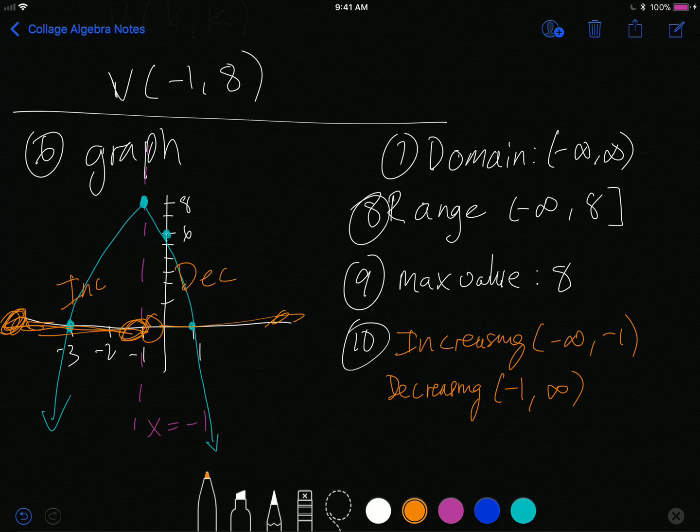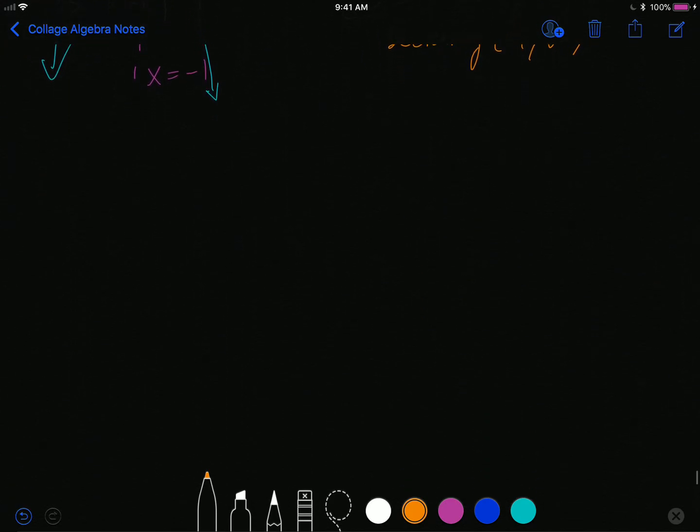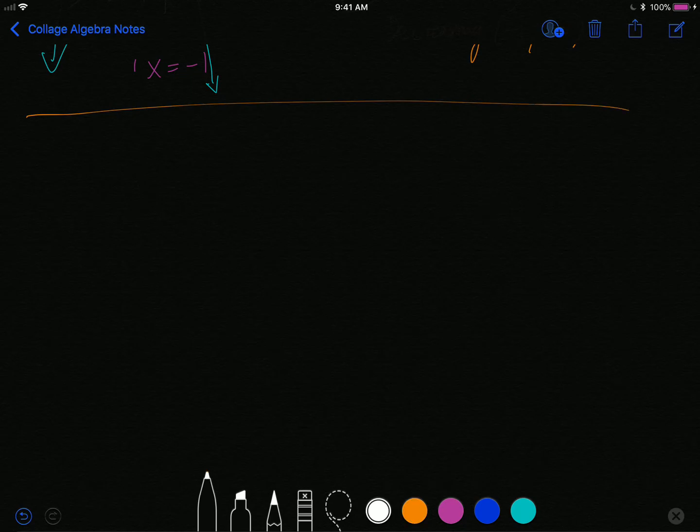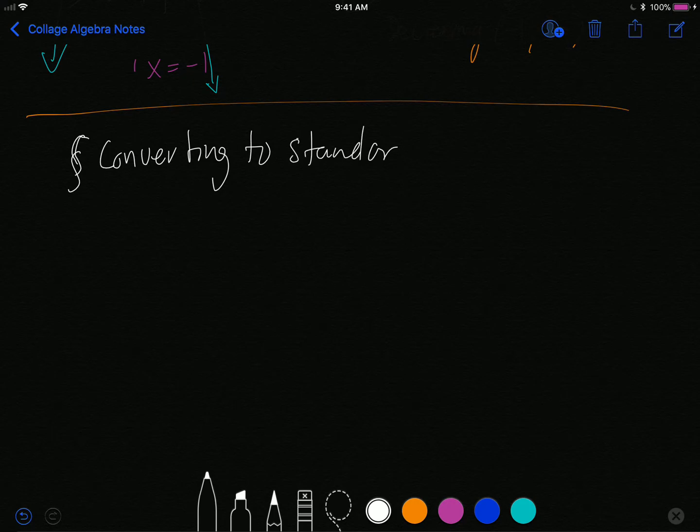Okay, a little bit of bonus material. We can actually connect these two things right here and give you a nice little shortcut. If I have an equation in general form, I want to create the standard form. There's a nice little shortcut that we can use.